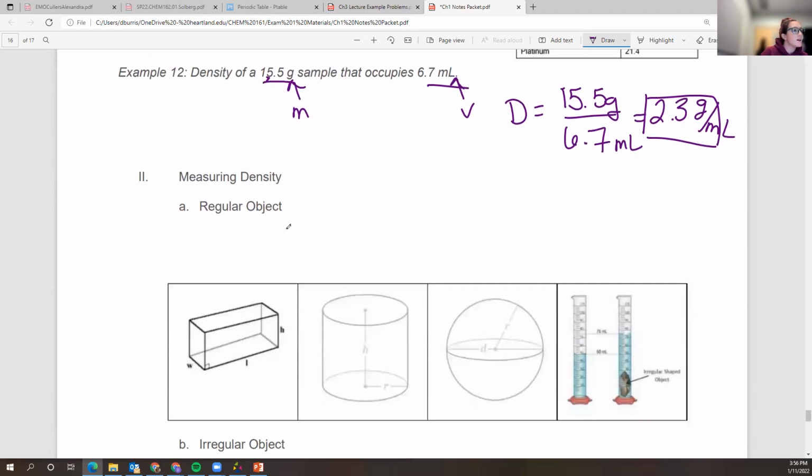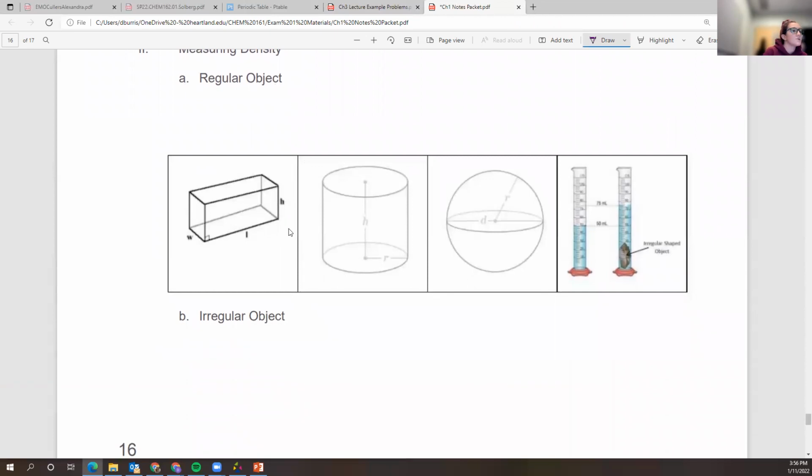Okay, so in a lab, you are going to have to measure density. So that means you have to measure mass and you have to measure volume. Now, mass, we just measure on a scale. You're going to have a balance, an electronic balance.